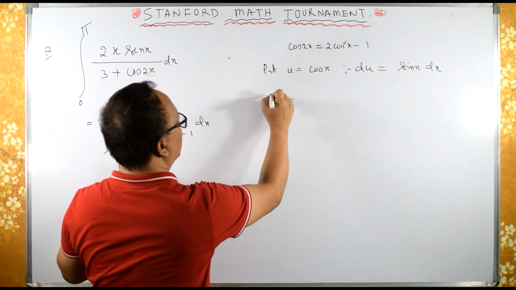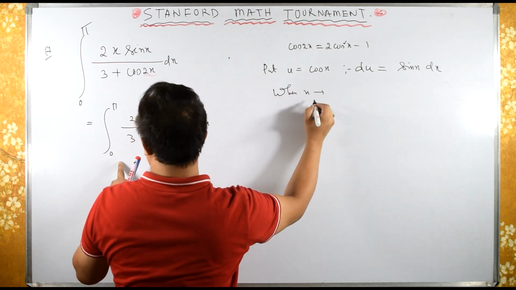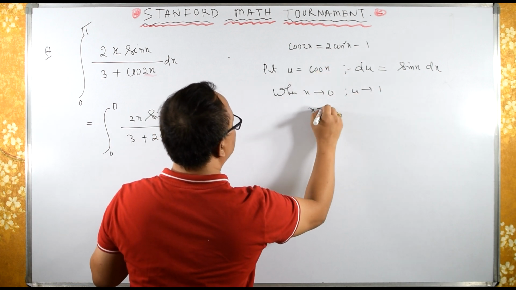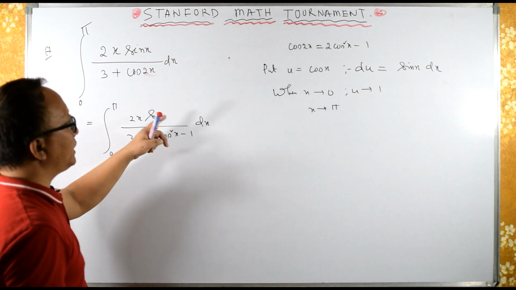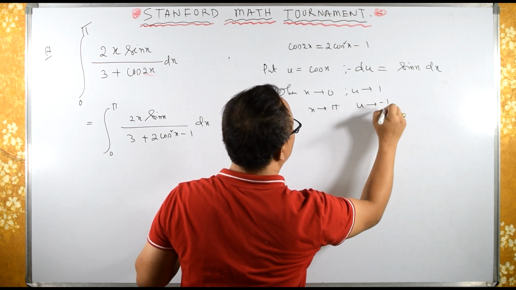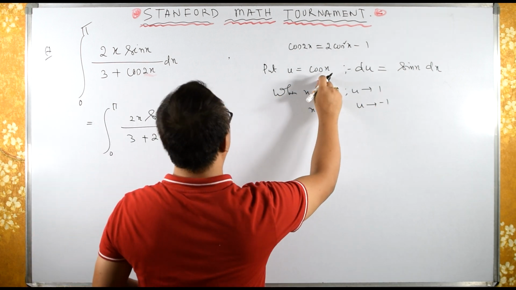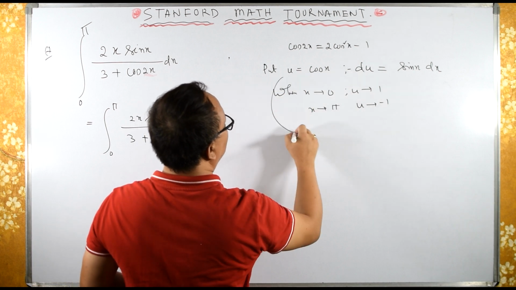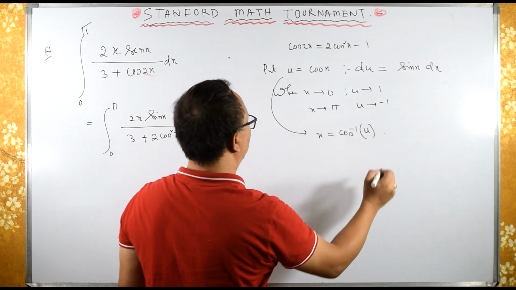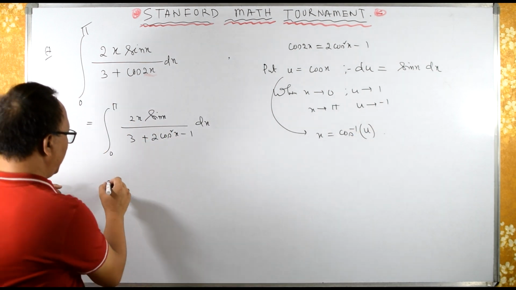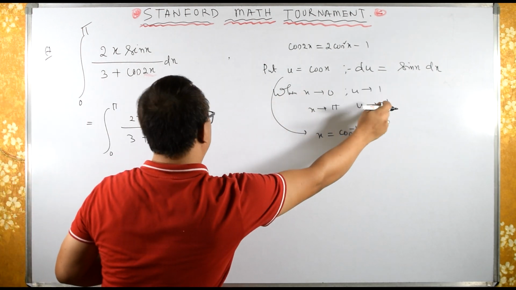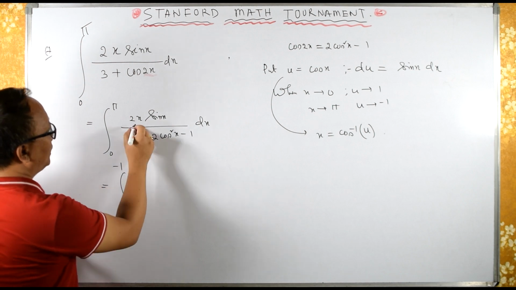Now what about the limits? When x tends to 0, cos 0 is what? 1. Therefore u tends to 1. When x tends to pi, cos of pi is what? Minus 1. u tends to minus 1. And then from here, what is x? From here, x equals cos inverse u. So let's substitute over here. Therefore the limits 0 to pi become 1 to minus 1.